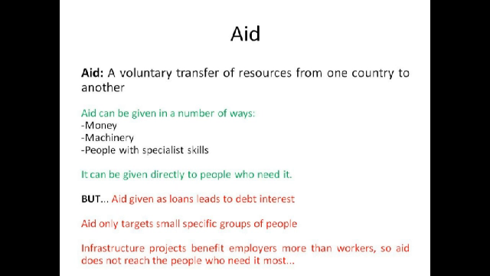But aid given as loans can lead to debt interest, which is really bad, and it often targets only small specific groups of people, so that's also bad, because other people may still be in poverty. And infrastructure products tend to benefit employers more than workers, so aid doesn't actually reach the people who need it most, because the employers benefit because they can transport their stuff better and sell it out, but the workers don't benefit because they're just stuck on this horrible low wage.